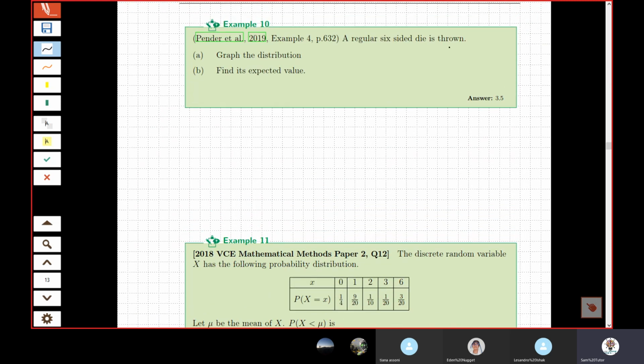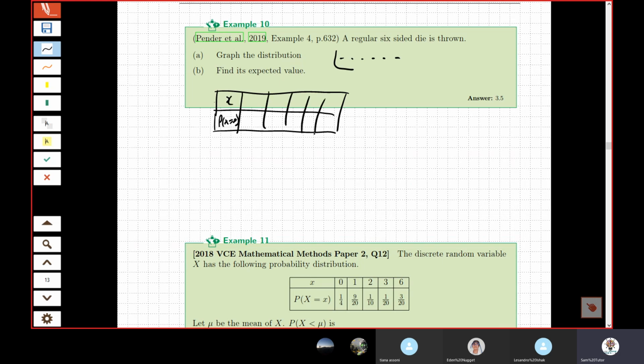All right, a regular six-sided die is thrown. Graph the distribution. We did that up there. And then find its expected value. Well, to find its expected value, first I think it's good to know the distribution table. There's your X. There's your P. 1, 2, 3, 4, 5, 6, and then the probability.